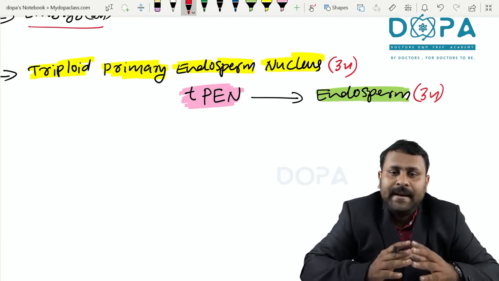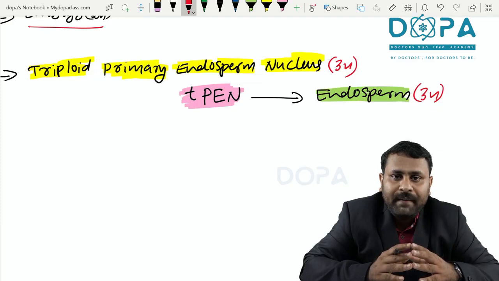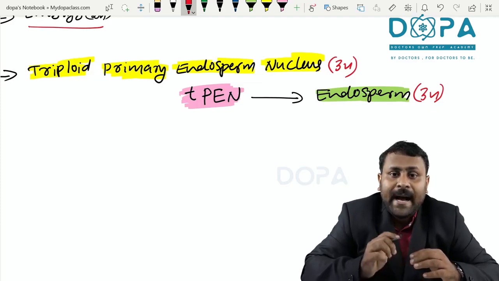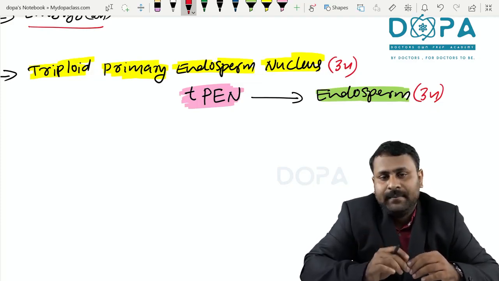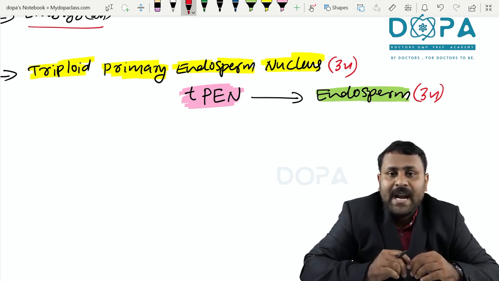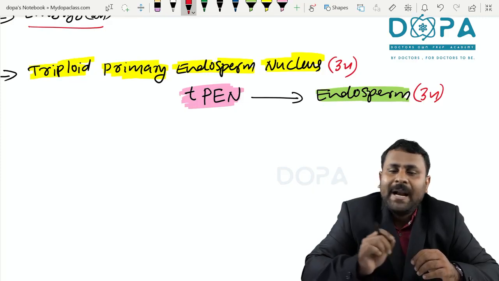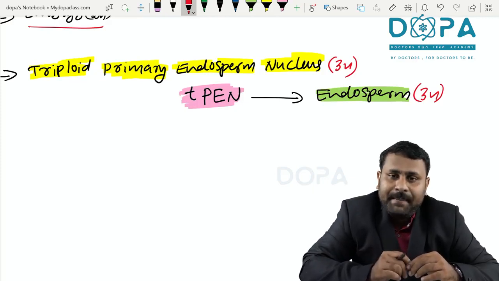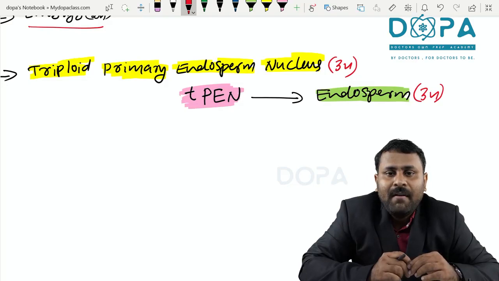Then bird pollination is called ornithophily. Bat pollination is called chiropterophily. Then snail pollination is called malacophily. Then ant pollination is called myrmecophily.